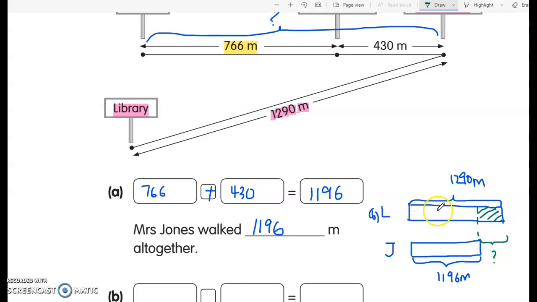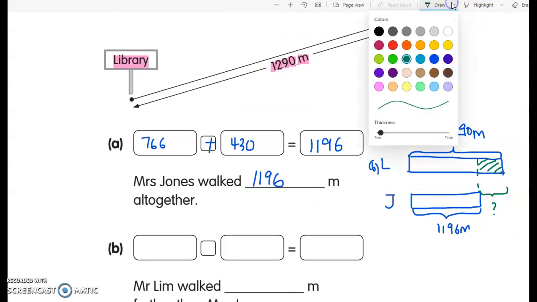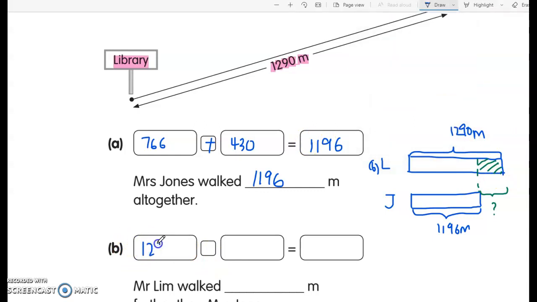So if we know that this part is 1,196, how do we find this part? So you can see, right? We are actually subtracting. Okay, we need to minus off this part to find the difference, the extra. So let's write our workings here. 1,290 minus 1,196. So same thing, I'm not going to review the answer here. You're going to do your workings on the right hand side neatly and then key your answer in the blank below. Alright?